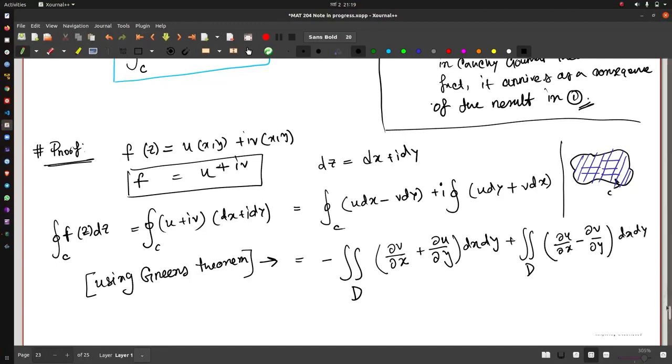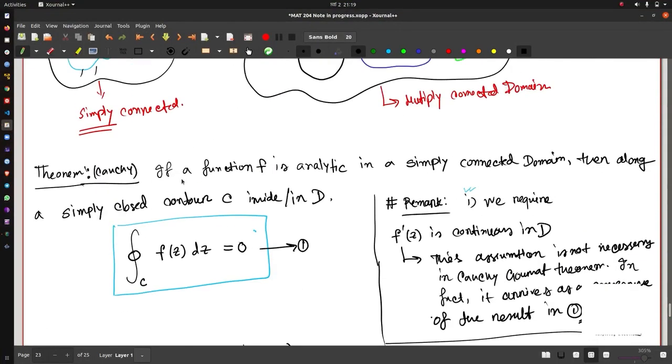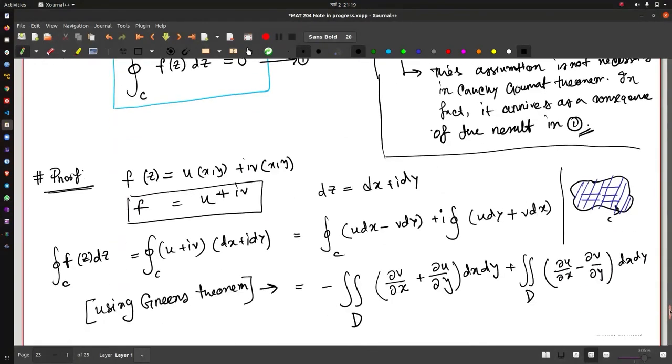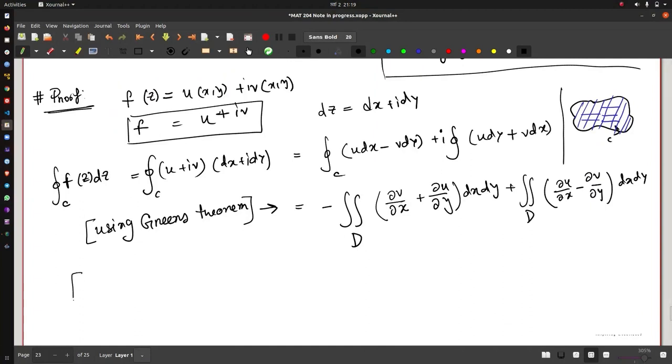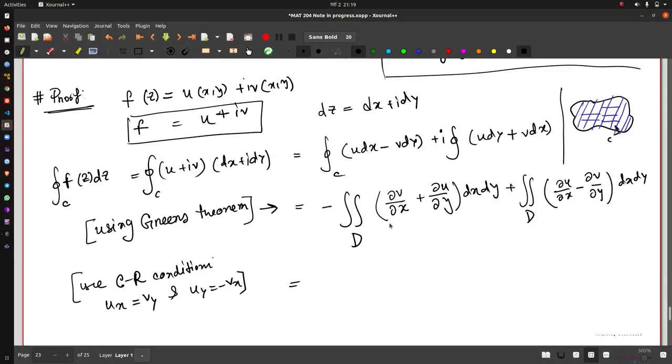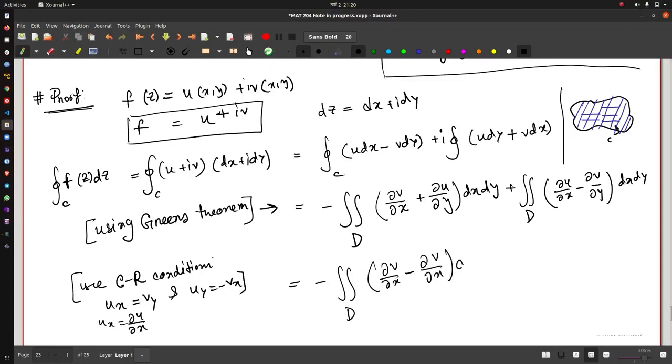Now let's try to focus on the theorem statement. That is, we're saying the function is analytic, right? So if it's analytic, it will satisfy what? The Cauchy-Riemann conditions. So now use the Cauchy-Riemann or CR conditions. That is, u_x equals v_y and u_y equals minus v_x, right? So u_x is just the partial derivative of u with respect to x. Similarly, u_y is the partial derivative of u with respect to y, and so on. So if you do that, you can substitute u_y with minus v_x, right? So this is v_x minus v_x, dx dy.